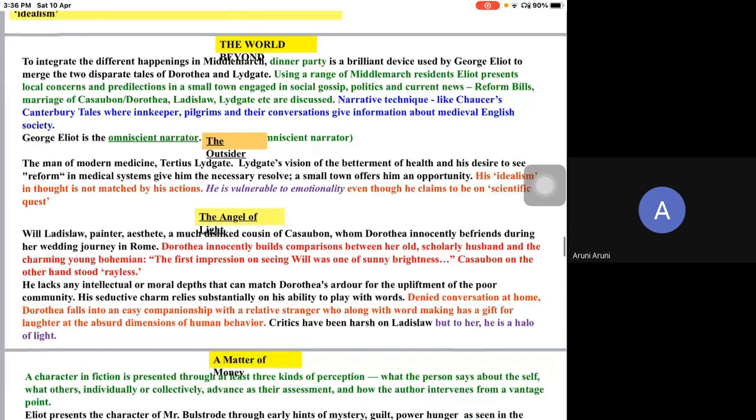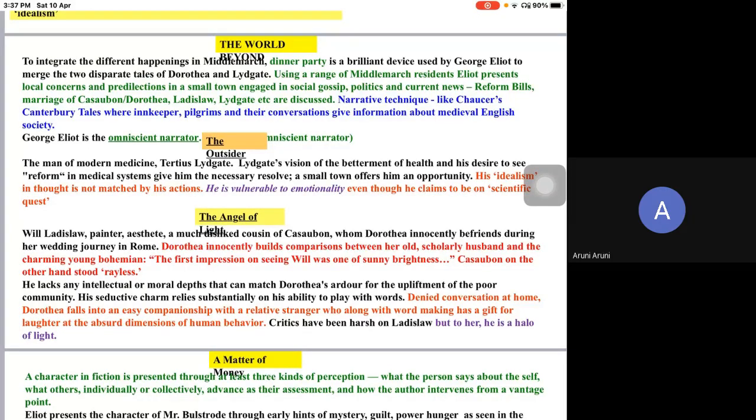The angel of light. So, Will Ladislaw, the nephew or the cousin of Casaubon, who becomes closer to Dorothea. Will Ladislaw is a much disliked cousin of Casaubon, whom Dorothea innocently befriends during her wedding journey in Rome. So at first their friendship was innocent. She was a bored young wife, and Will Ladislaw was someone who was full of laughter and energy to take her around and show her the place, and this started in Rome.